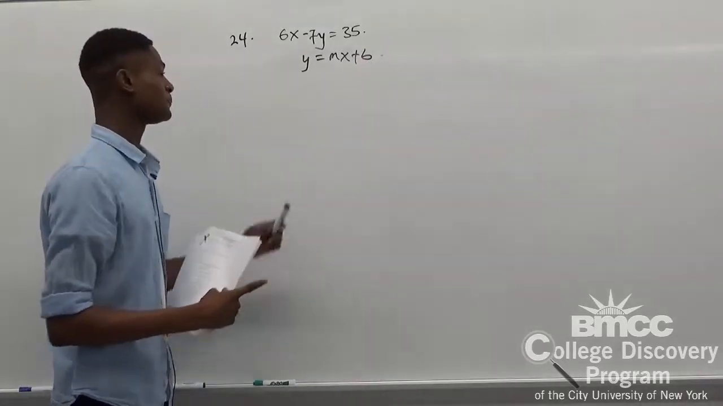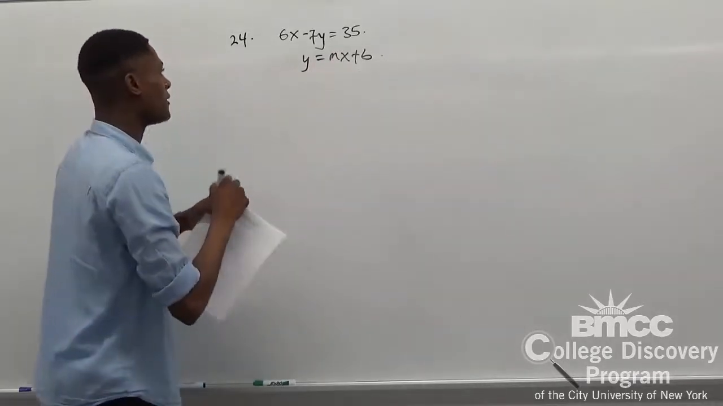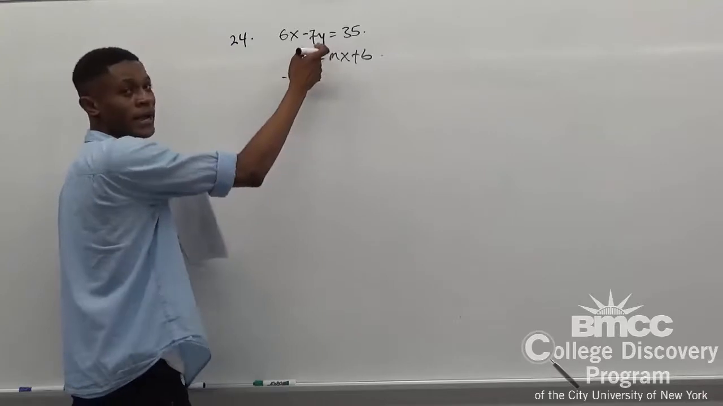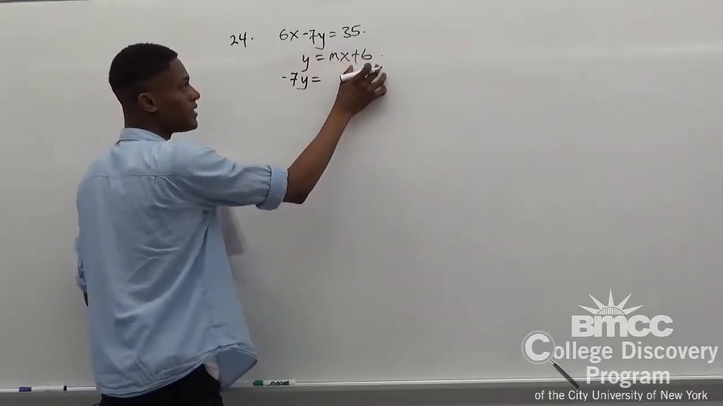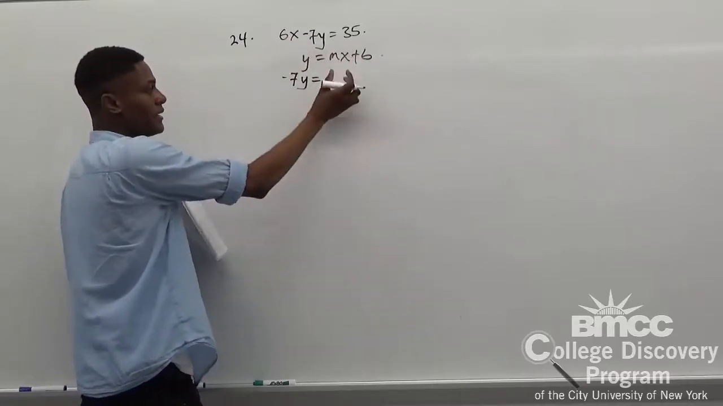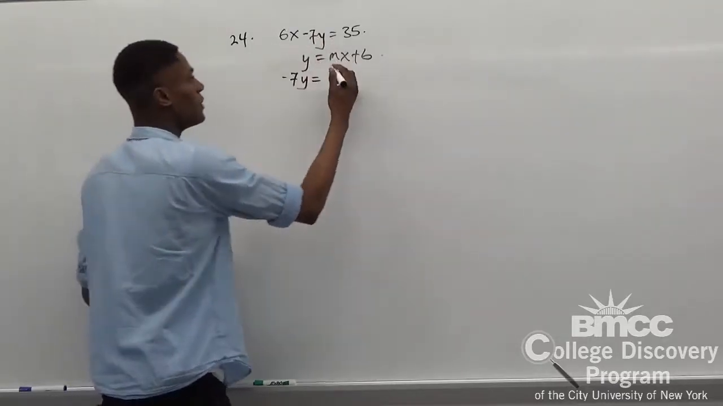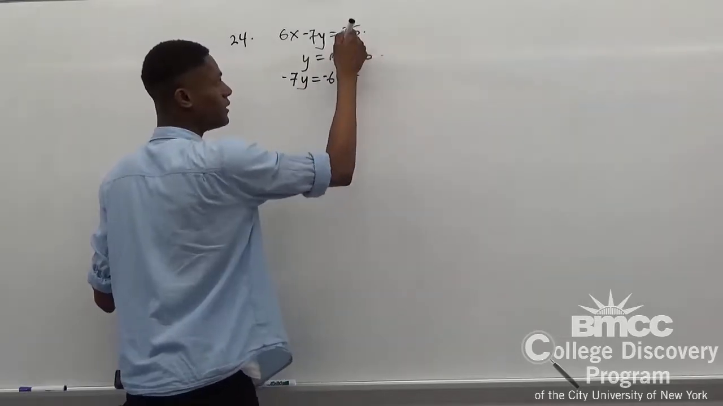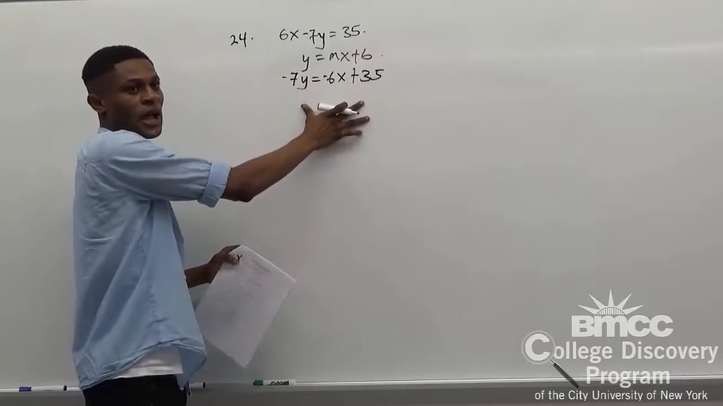So first of all, to have the equation in this format, you're going to have negative 7y equals, the 7y denotes the y value, which is mx plus b. So now the 6x stands for the mx, which is negative 6x plus b, 35. In this format, that's how you have to have it.